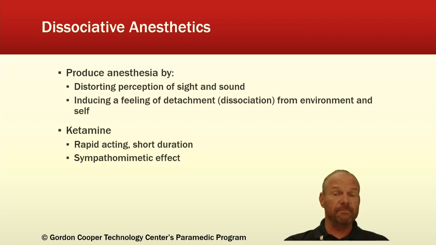Now, you do get some sympathomimetic effects. Remember, sympathomimetic mimics the sympathetic nervous system. It stimulates the sympathetic nervous system, making it an excellent choice for patients with hypotension or unstable blood pressure. It's considered a hemodynamically stable sedative. Unlike other agents that can lower blood pressure, ketamine is a really good choice whenever you have a hemodynamically unstable patient.